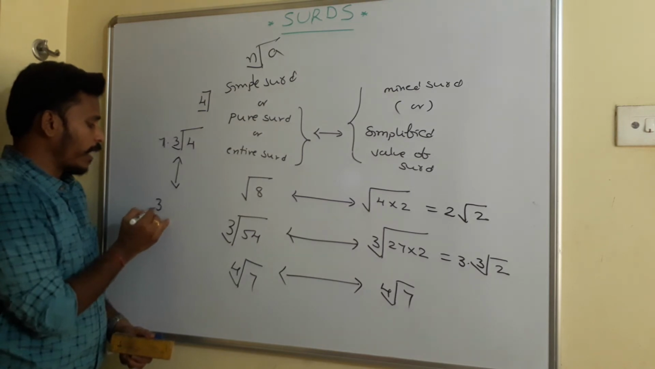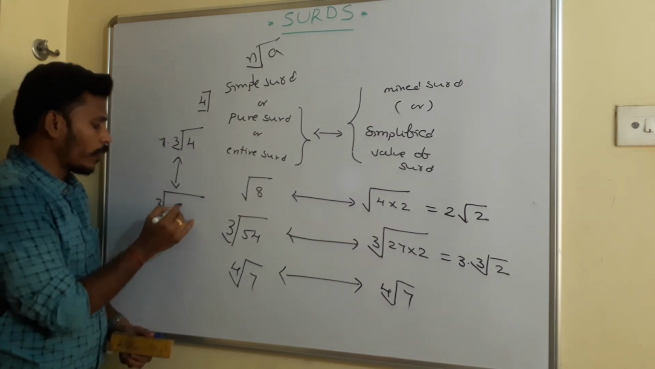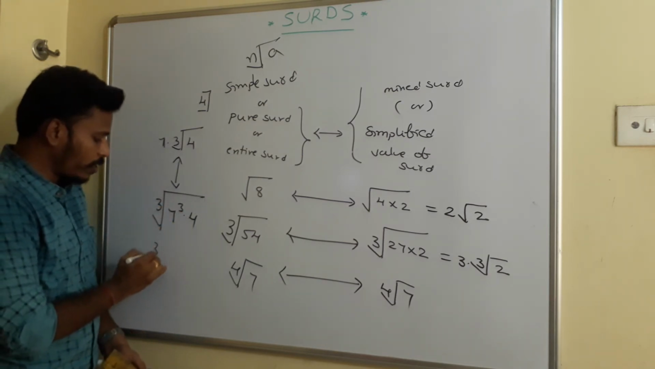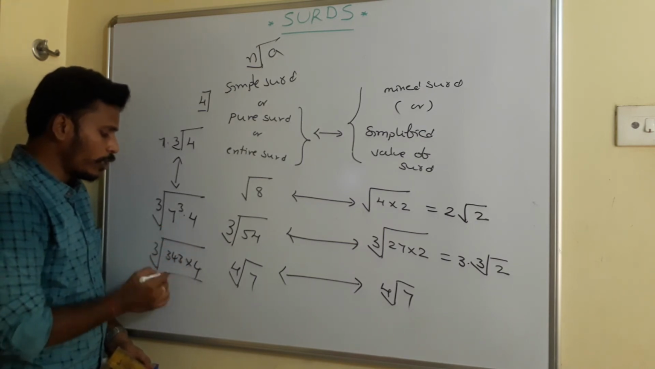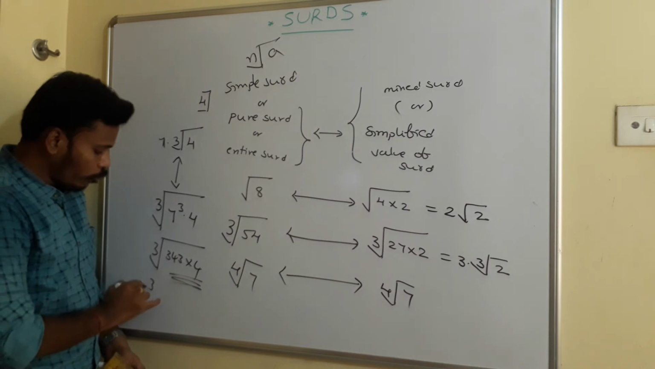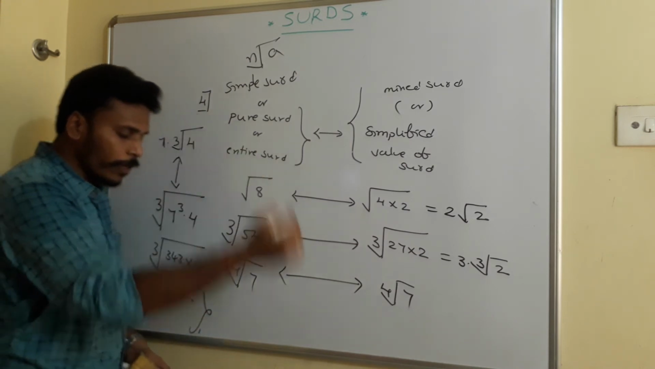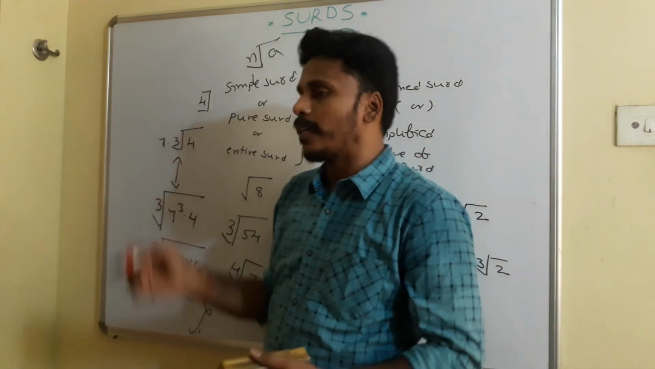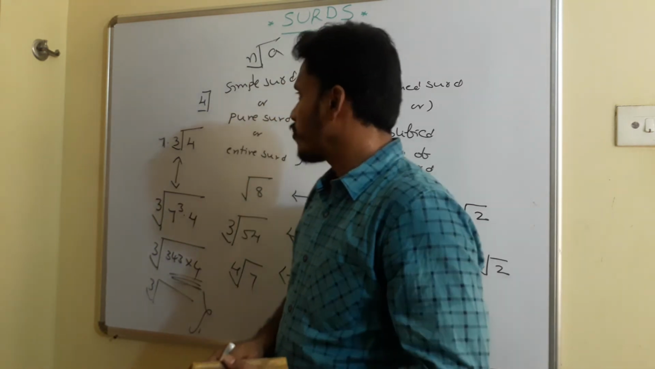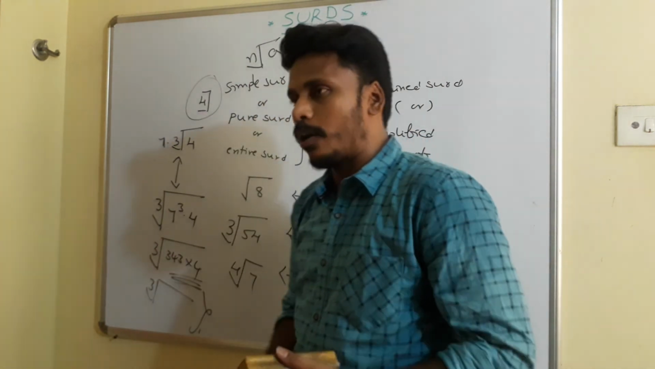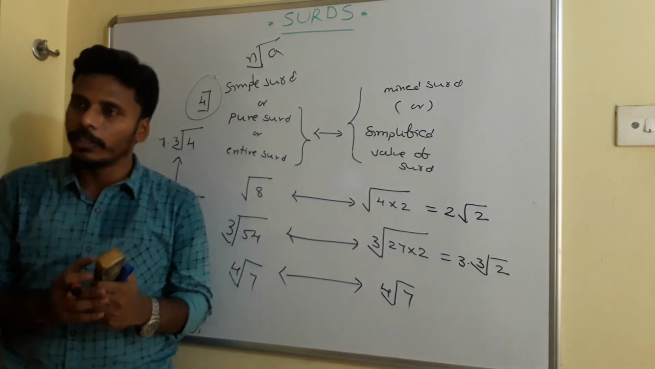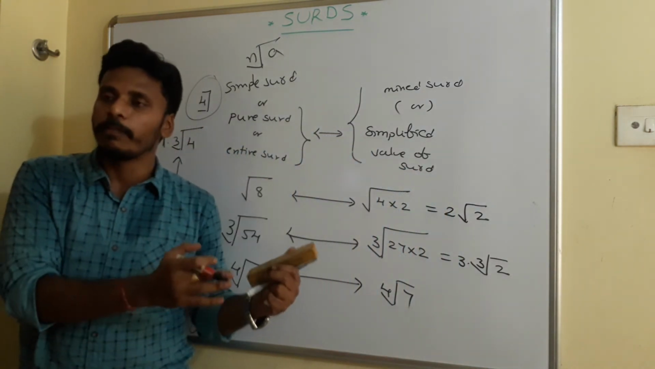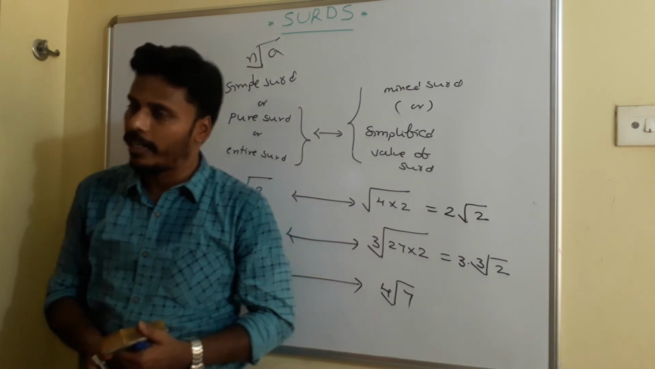So then it can be written as the cube root of 7 cube into 4. So this equals the cube root of 7 cube, which is 343, into 4. You just multiply these two values. Then the cube root of that value is the pure surd of the given mixed surd, 7 into cube root of 4. You just take this as the fourth point of your surds concept. What is it? Conversion from pure surd to the mixed surd, or the simplest form. Just have a look and I move to the next point.